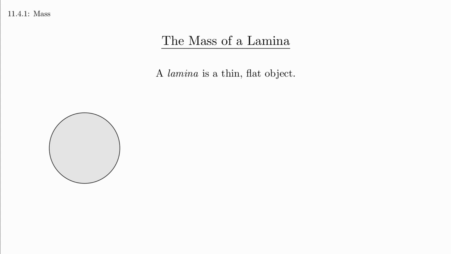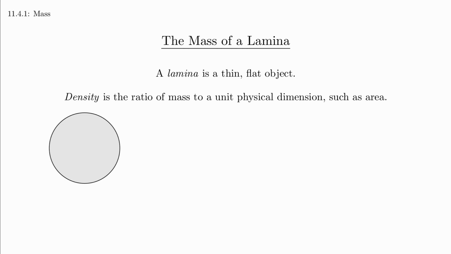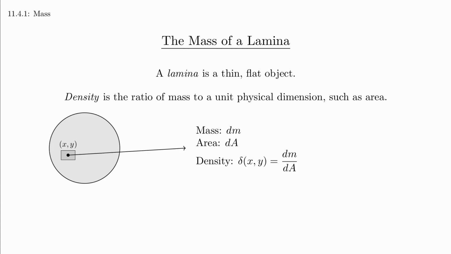And so we have to figure out how to put mathematical language to this situation. Density is a ratio of mass to some unit physical dimension. In our case, we're going to be looking at mass per unit area because we're working with a flat, two-dimensional object. But this could just as well be a linear density or a volumetric density. Let's take a small piece of lamina at the point (x, y) and calculate both the area and the mass of that piece. We can take that information to get the density of the lamina at that point. And if we do that for the entire lamina, we would get a function that tells us the density of the lamina at every point.